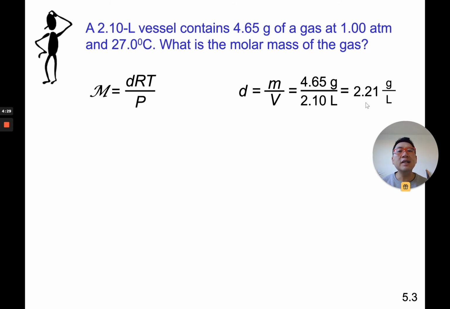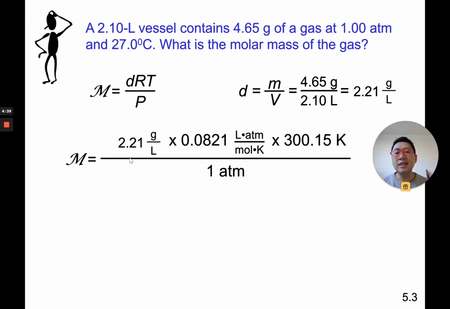I know D, I know R, I know the temperature, I know the pressure. Plug it into the equation. D, this is R, this is always R, 0.0821 liters atmospheres per mole Kelvin is a constant. And these are the units of R always. Times the temperature. I converted 27 degrees Celsius into Kelvin by adding 273.15, divided by the pressure, 1 atmosphere.